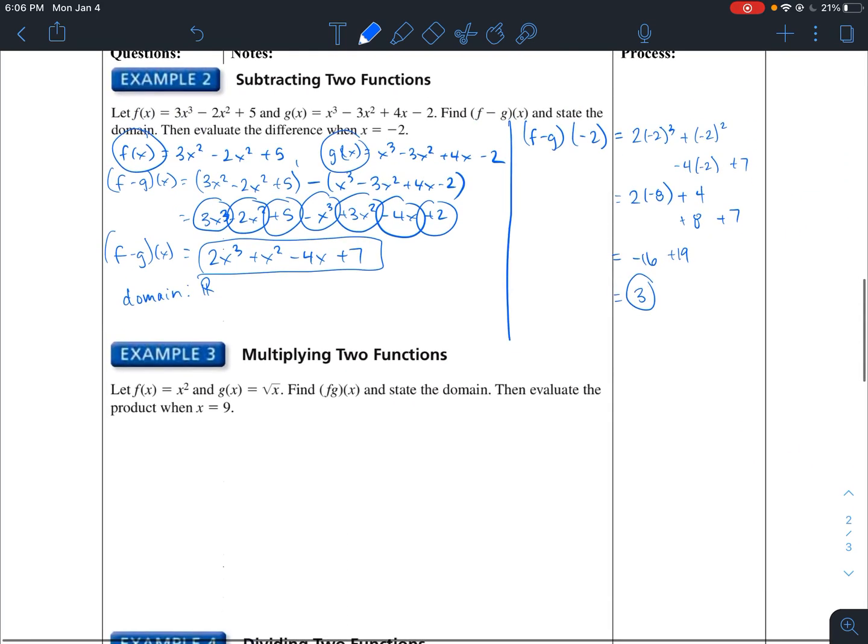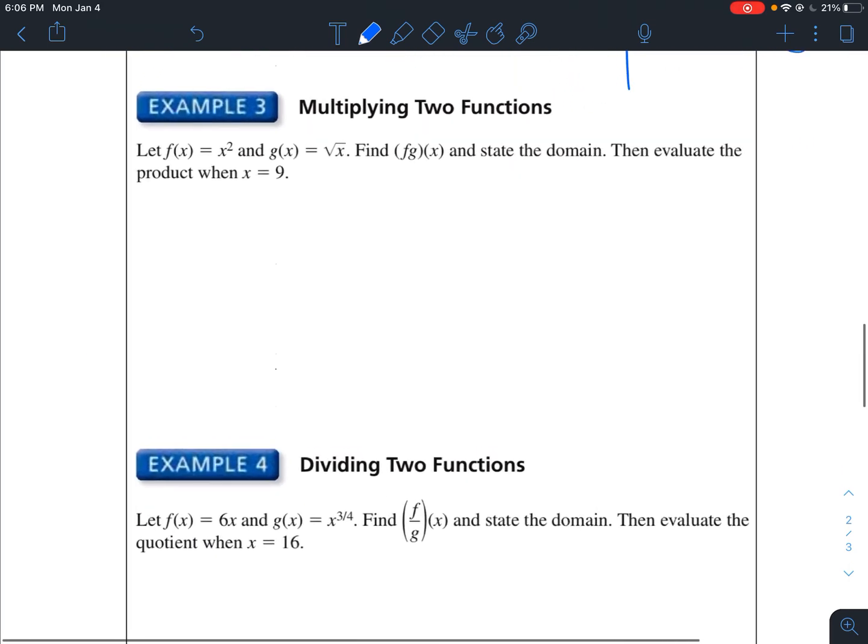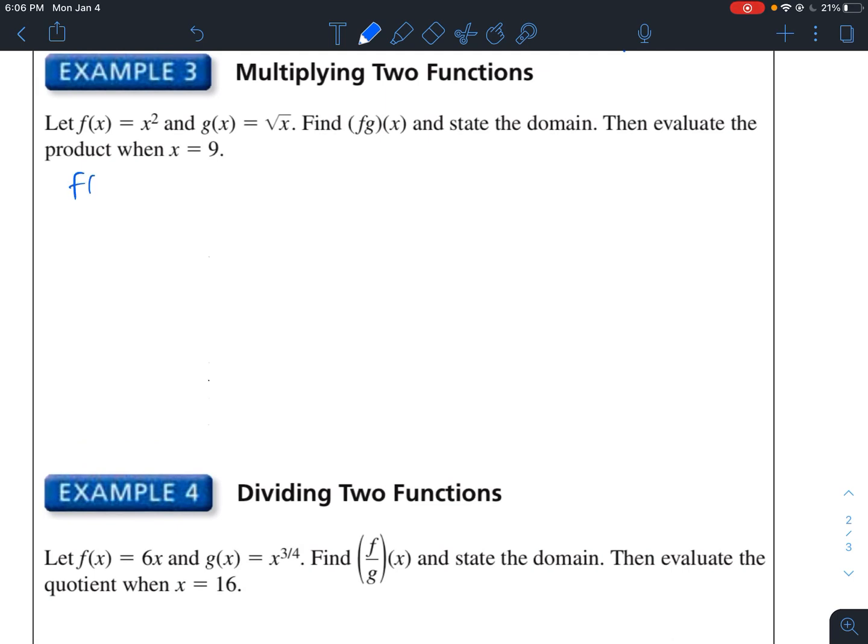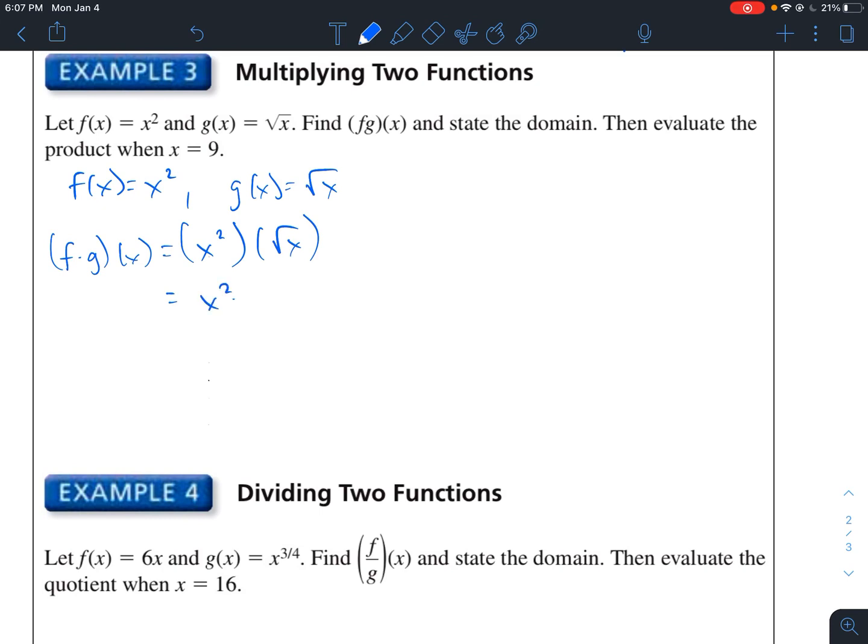Okay. Now let's go ahead and multiply some functions together. So if I have f of x, which is equal to x squared, if I have g of x, which is equal to the square root of x, I want to find f times g of x. So let's take x squared and multiply it by the square root of x. Now I'm going to rewrite this as x squared times x to the 1/2 power, because the square root of x is the same thing as x to the 1/2 power.